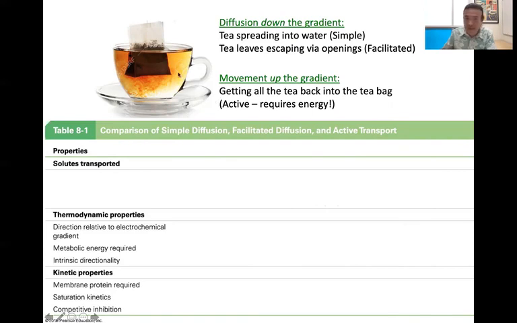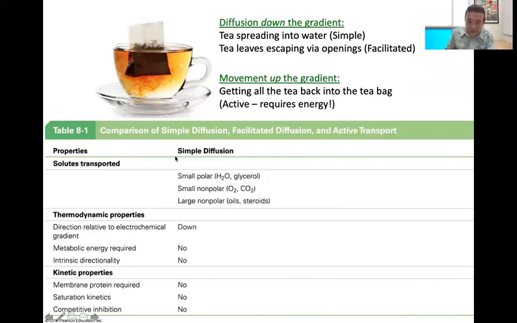However, the opposite: if you were to imagine taking all of the spilled tea leaves that might have leaked out and all of the tea molecules that are in your tea here and somehow getting them back into the tea bag, that obviously won't naturally happen as a result of these molecules behaving just by physics alone, right? This would require energy. You would need specialized molecules to do this work, to move them up against the gradient. So let's compare in this chart below simple diffusion, facilitated diffusion, and then we'll talk a little bit about active transport, even though we'll focus more on active transport next time.